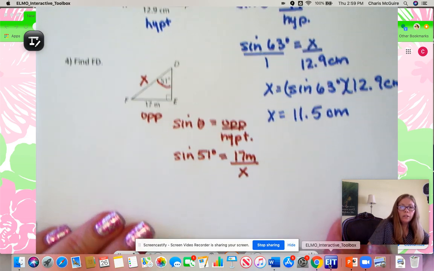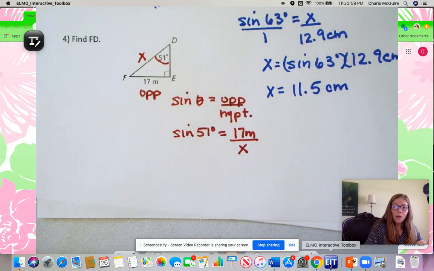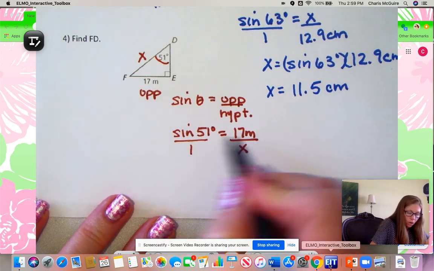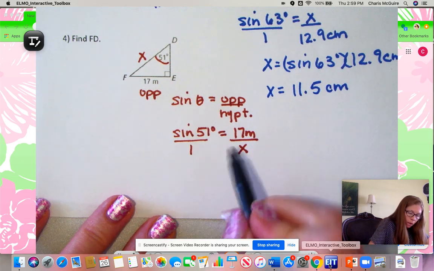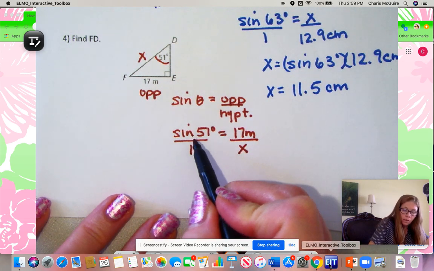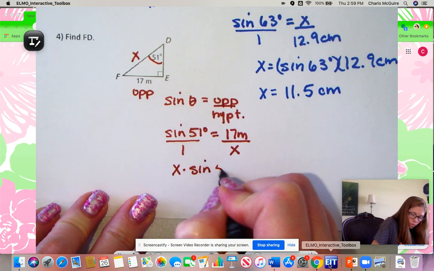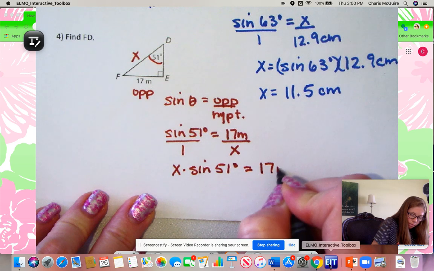So I'm really glad to pay close attention that we're doing this together. This one is a little bit different. The x is in the denominator of my proportion this time. And so when I do cross products, I don't have the 1 times x. So watch what's going to happen. We have x times the sine of 51 degrees. No problem. Equals 1 times 17 meters.